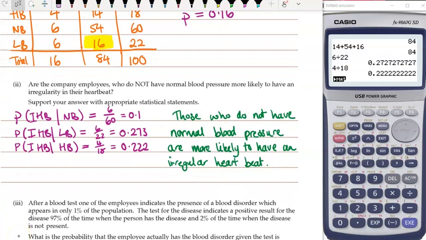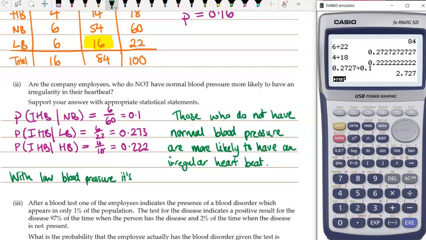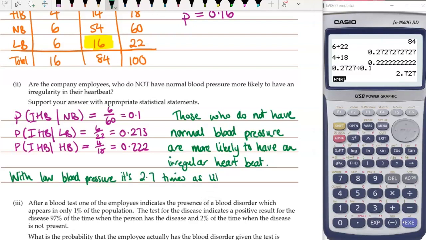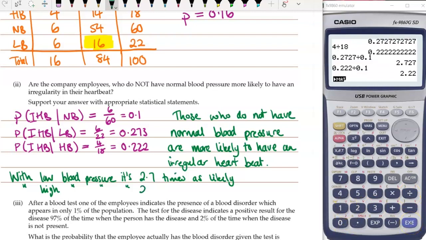And we'll finish off by saying how much more likely they are. So for the low blood pressure, we take that 0.2727 divided by 0.1 is 2.7 times as likely. And with high blood pressure, it's going to be 0.22 divided by 0.1, 2.2 times as likely.